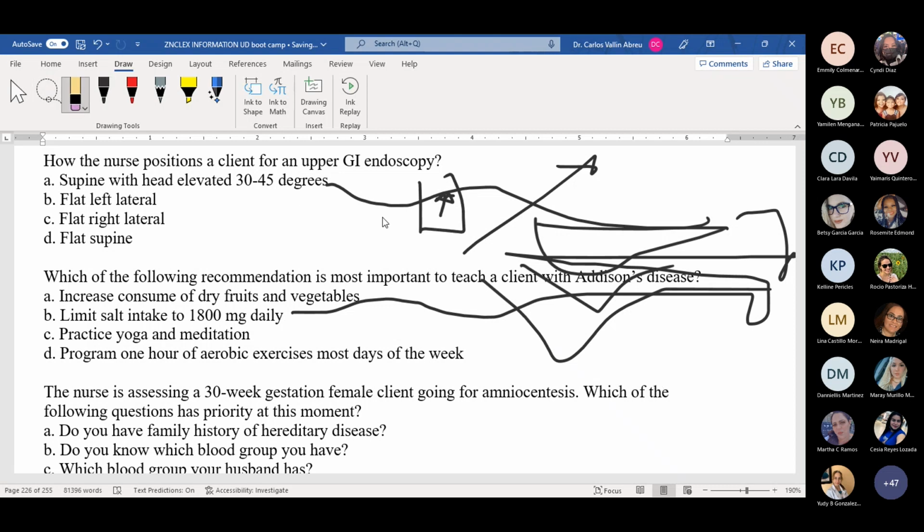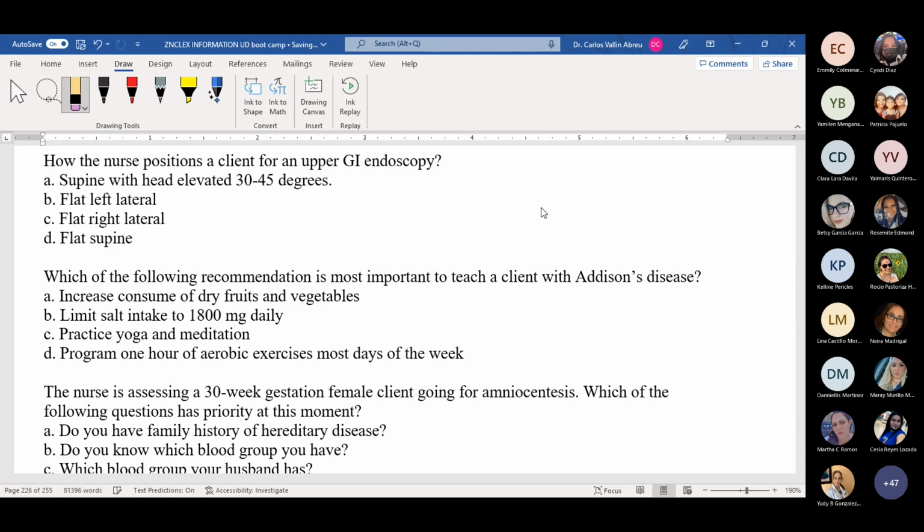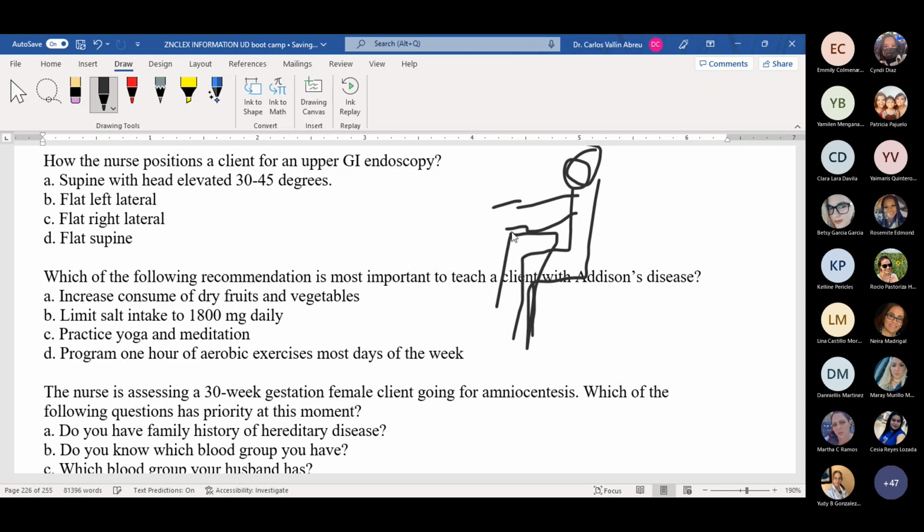Let me see what other position can be tested. What is the position for a patient going for a thoracentesis? Sitting position and leaning forward. Exactly. Sitting upright, which can be at the bedside, in the client's room, but resting comfortably on a solid surface. So maybe an overbed table.